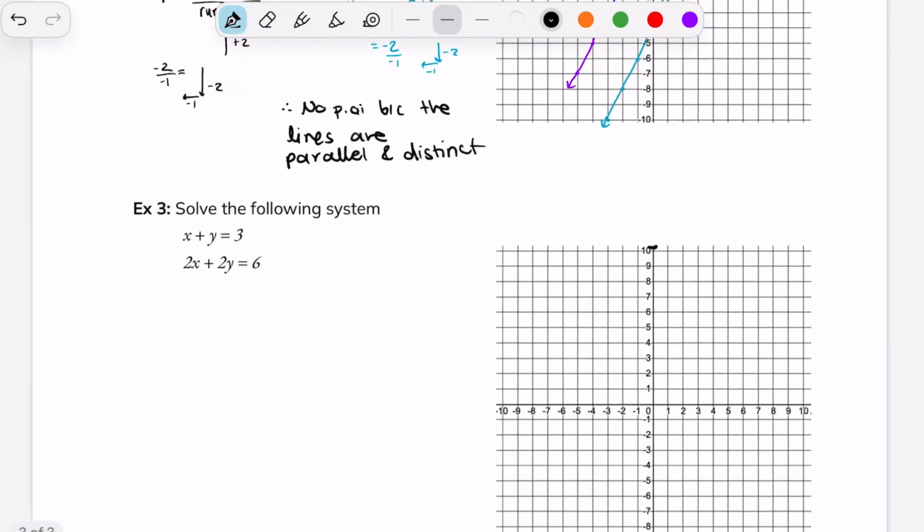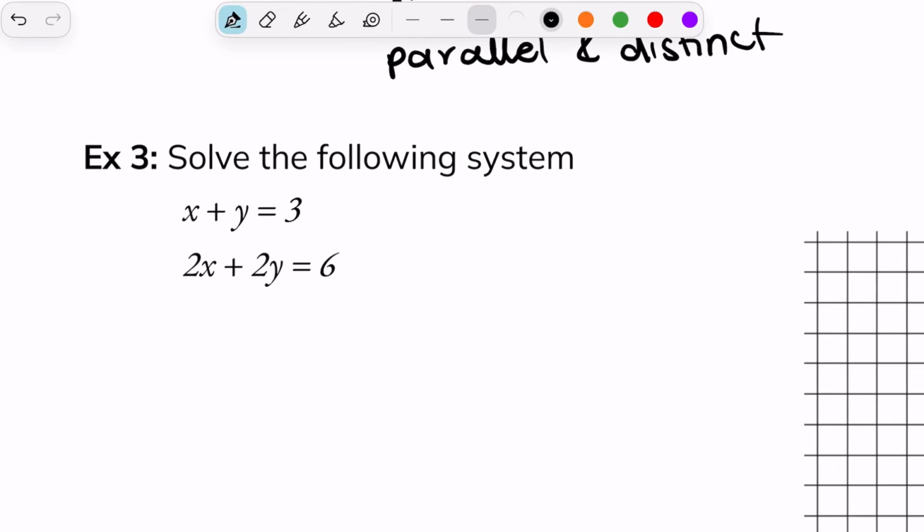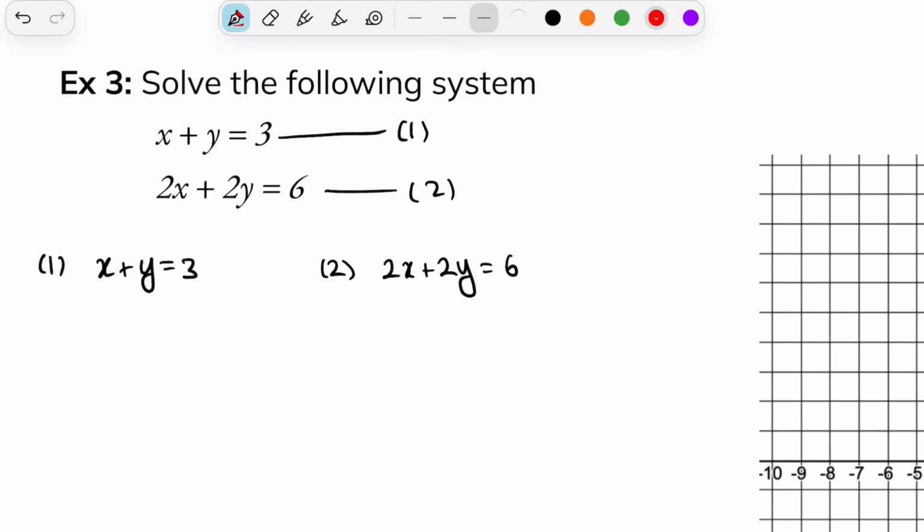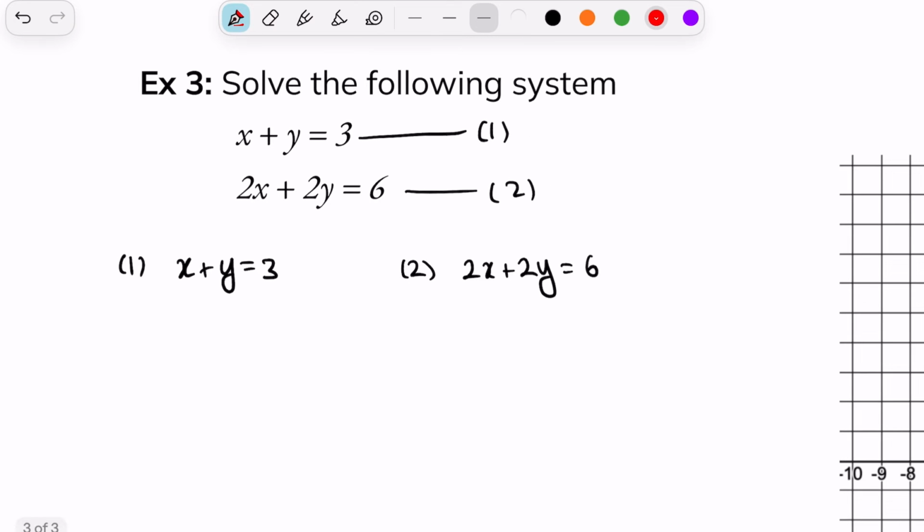So now the last situation is this system right here. I have given you x plus y equals 3 and 2x plus 2y equals 6. So let's rewrite this: x plus y equals 3 and 2x plus 2y equals 6. We have these two linear equations right here, and we can go about rearranging them and then comparing the slopes and y-intercepts. But if you just pause and look at them for a second, they're very similar because essentially they're the same.